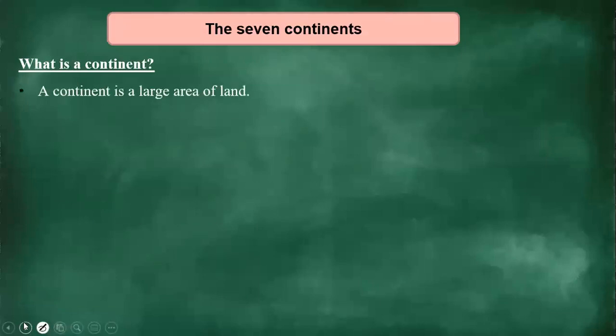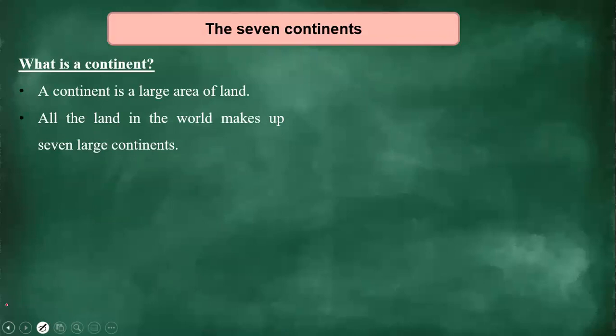Already we had the answer from you: a continent is a large area of land. Okay, as you've said, guys, it is a large area. The continent is a large area of land. So all the land in the world makes up 7 large continents.